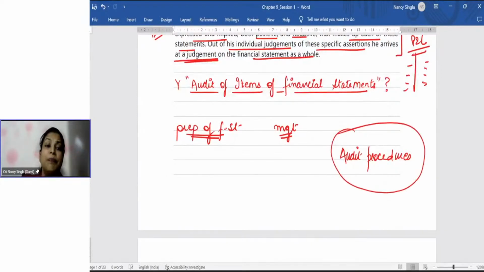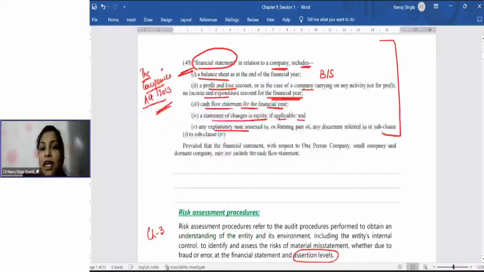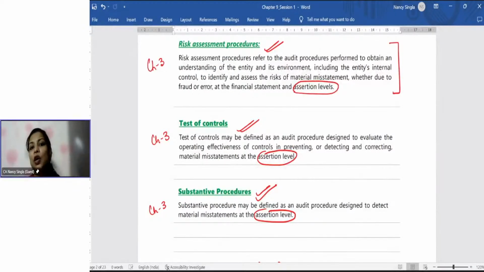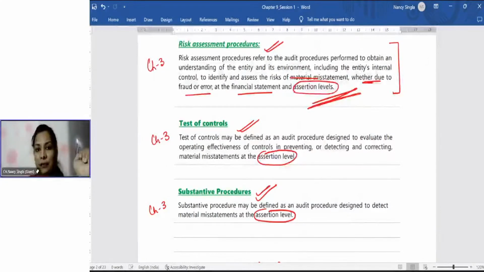Audit procedures. And student, we all have done in chapter number 3 three definitions, that is risk assessment procedures, test of control, and substantive procedures. Risk assessment procedures आपने पढ़ा था, that audit procedures to obtain an understanding of the entity and its environment, including the entity's internal control, to assess whether risk of material misstatement, whether due to fraud and error, is there or not at the financial statement and the assertion level.